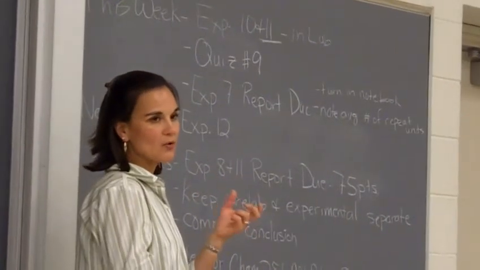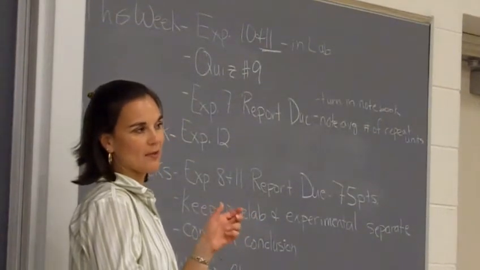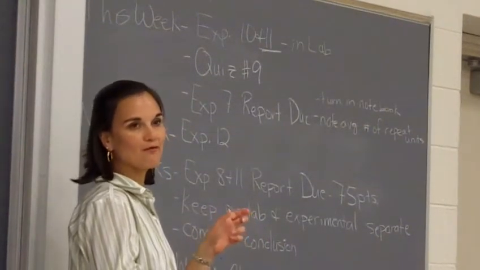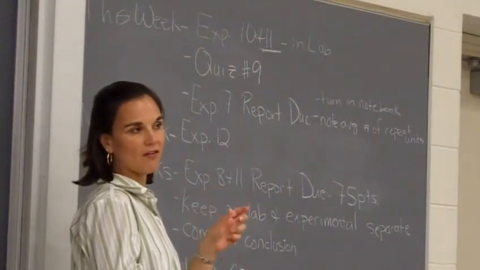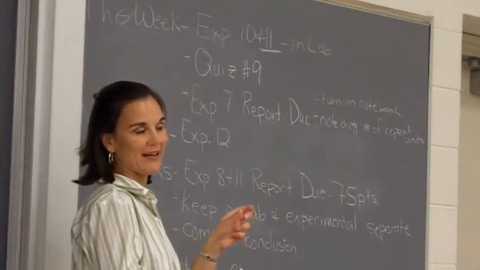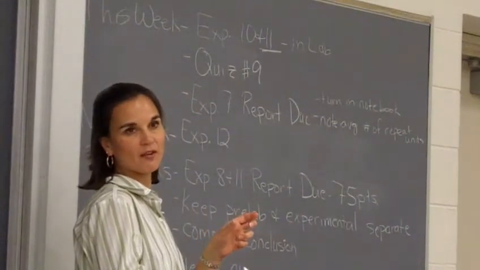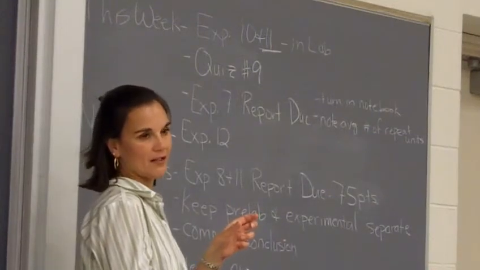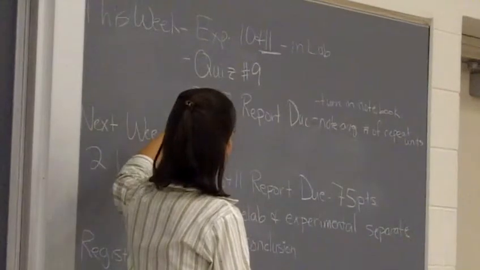You're going to be using your alcohol that you made last week in the Grignard experiment for experiment 11. So remember, your pre-lab for experiment 11 should be specific for the alcohol that you made in 8, whatever that is. So you should have a specific experiment 11 pre-lab, not a generic experiment 11 pre-lab. Okay? Now, a quiz this week.